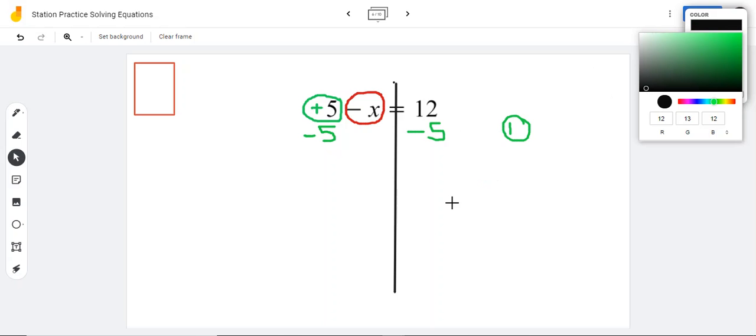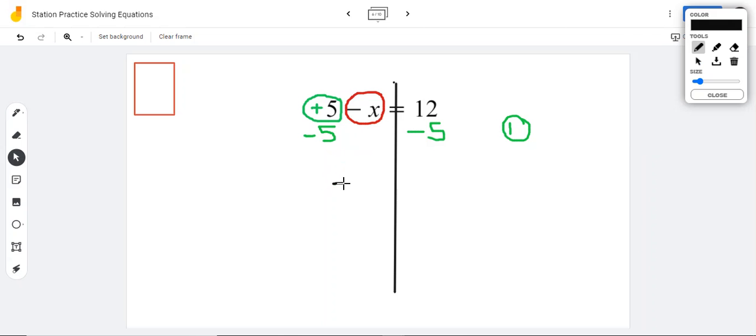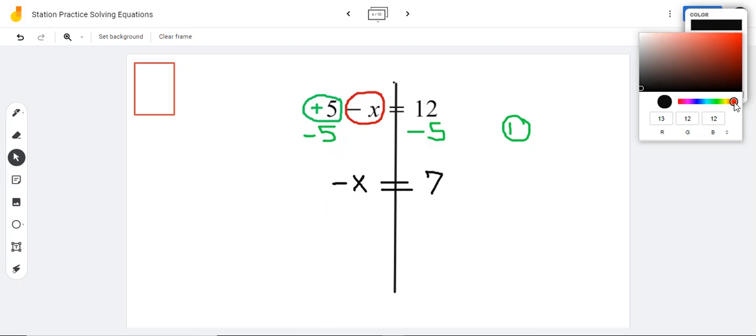Right? Then we bring down what's left. We have 0 minus x. So don't have to care about the 0, but we do need the minus x. It's equal to 7. Now you're kind of like, okay, well now what? Am I done? I mean, the x is by itself, but it's kind of not, because it's still got that negative sign in front.